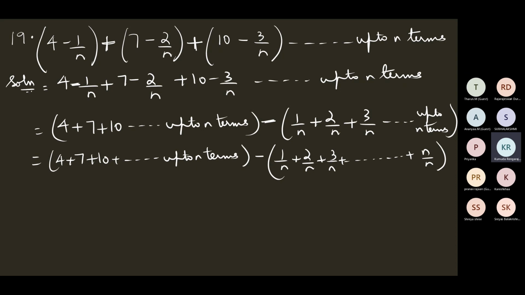While in the second bracket, up to n terms, the numerator is made up of the first n natural numbers. So the nth natural number will be n because 1, 2, 3, 4, 5, 6. So up to n terms, the numerator will be n and the denominator is n because it's always n. Now in the second bracket, you should not write up to n terms. We've already written it. Am I clear, children?